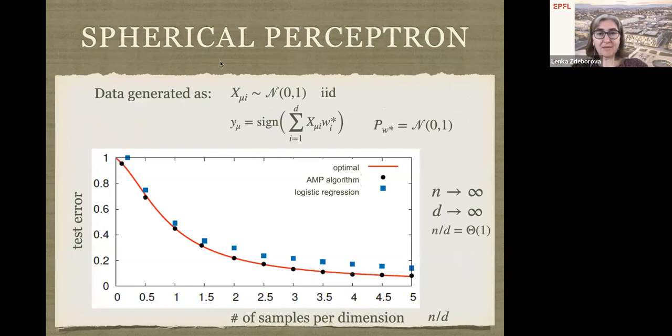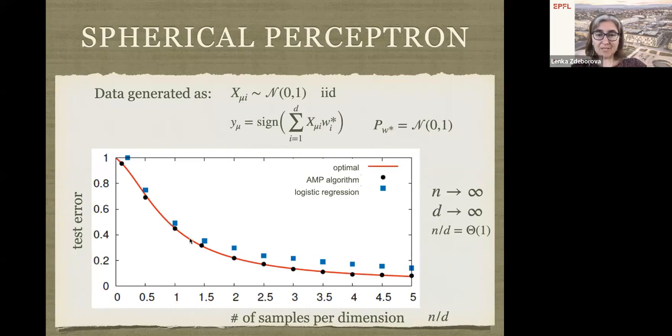In the case that we call the spherical perceptron, what is spherical or Gaussian is the weights that the teacher is using. The teacher uses weights that are just Gaussian numbers, zero mean unit variance, and then generates the labels using the sign nonlinearity on this scalar product. The inputs are Gaussian. What is plotted here is the test error as a function of the number of samples over dimension. The red line is the evaluation of the formula that I gave you before, so you cannot get a test error that is better than that.